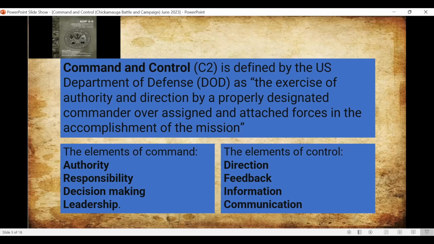And you look at control, the regulation of forces and warfighting functions to accomplish a mission in accordance with the commander's intent. We're going to take a look at both William Rosecrans's intent as well as Braxton Bragg, the Confederate commander, during his time. And I'm going to be looking specifically at these elements of both command and control, which you see at the bottom of your slide.